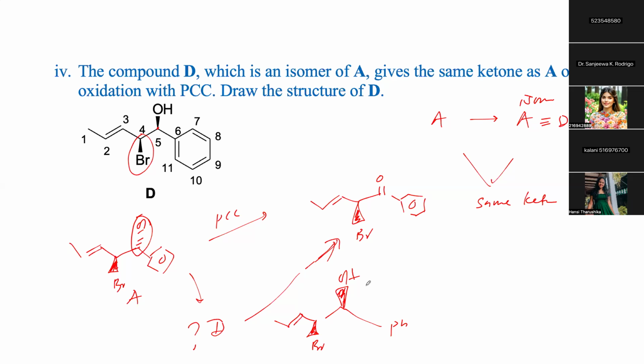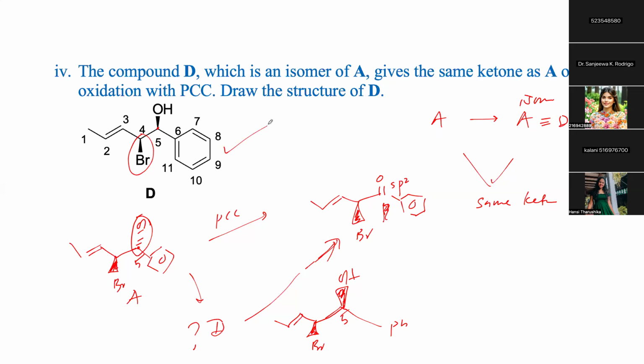That's what the structure of D should be, because irrespective of the stereochemistry at this carbon, carbon 5, you could get the same ketone. When you do the oxidation, that stereocenter is gone. It's now an sp2 carbon. It can still be enantiomeric, but it's different. So therefore D should be this one.